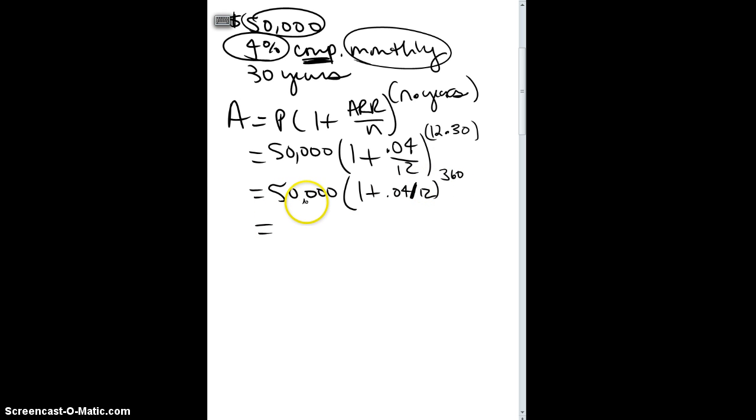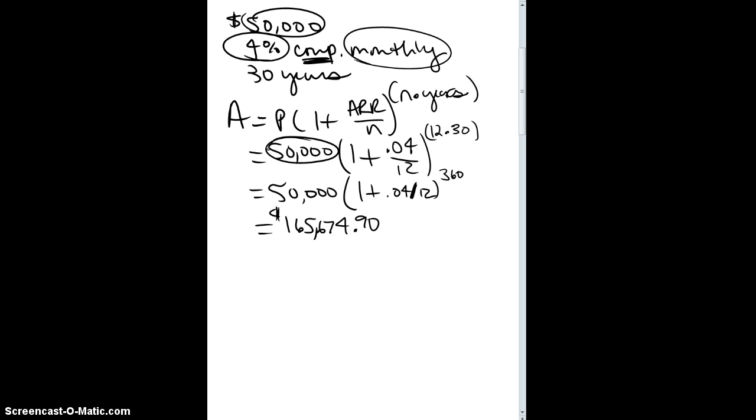And I ended up getting, what did I get for this one? 165,674 and 90 cents, hopefully. Okay, so that investment after 30 years, what was 50,000 should be 165,674 and 90 cents.